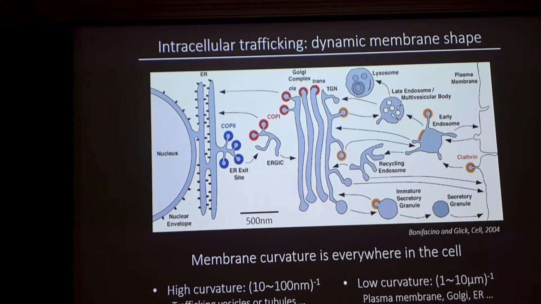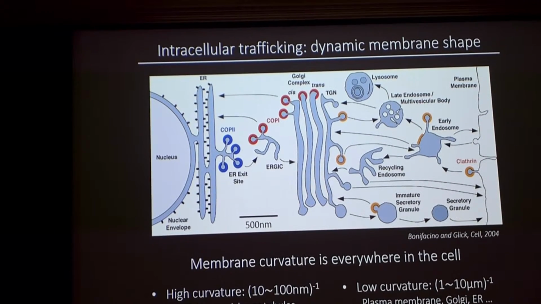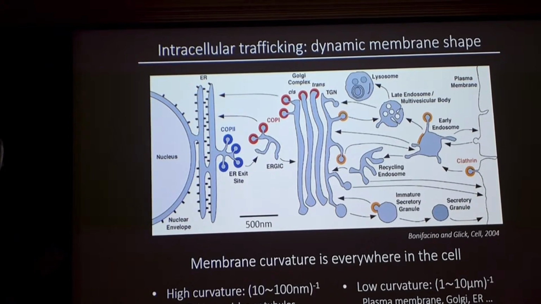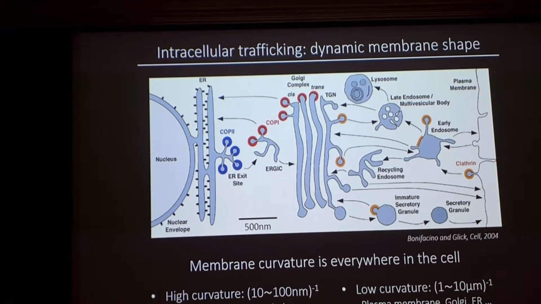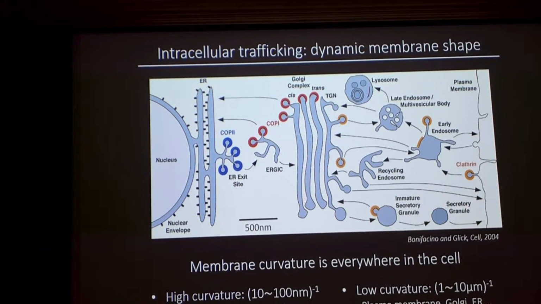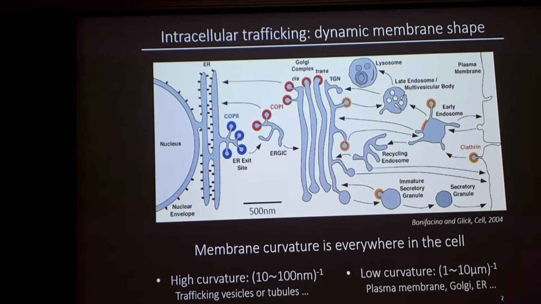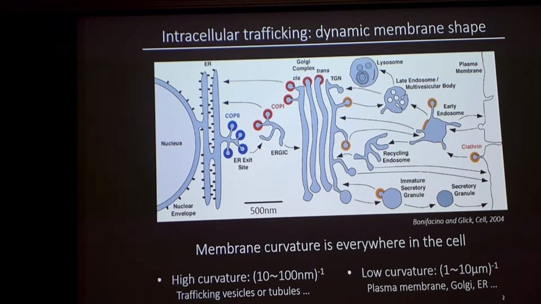So today we are going to focus on the plasma membrane and talk about how external materials may get into a cell through a process called endocytosis. But the principles really apply to all situations where you have membrane shape transition.